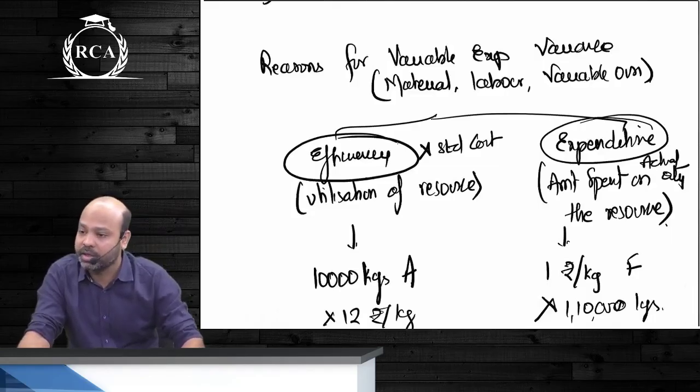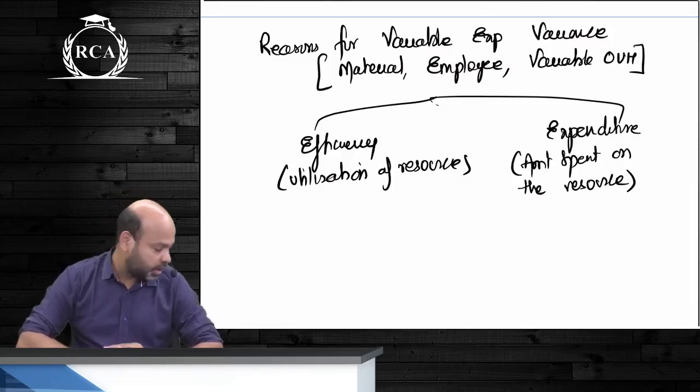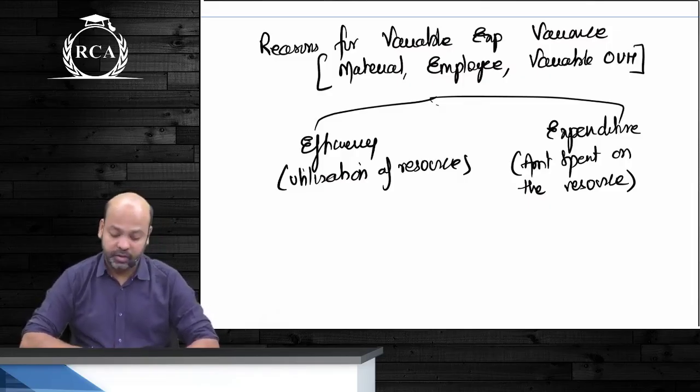Any doubt in this part? ये समझ में आया नहीं आया? So guys, normally Devansh has only 2 cokes. On a particular day, he has 3 cokes. Efficiency or expenditure?